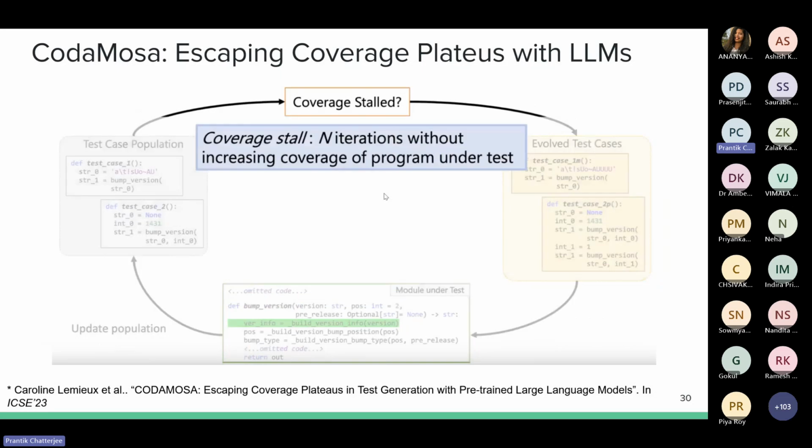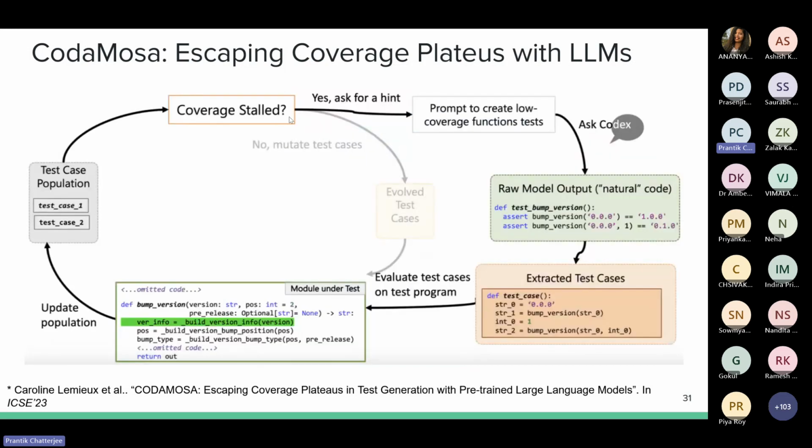So what do you do? In this case, as I have specified earlier, you say that your coverage has stalled. Coverage stalling means after doing n iterations of the fuzzer or n mutations, you are still not able to increase the coverage of the program under test. So once your coverage has stalled using fuzzers, you can actually invoke a large language model to take a hint. In this case, the authors used a large language model called Codex.